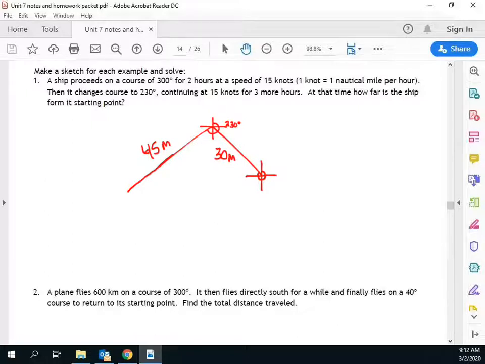And now it wants to know, at that time, how far is the ship from the starting point? So it wants to know what this distance is right here. Okay? And so we got to think about all the setups we have for the quiz we just took.